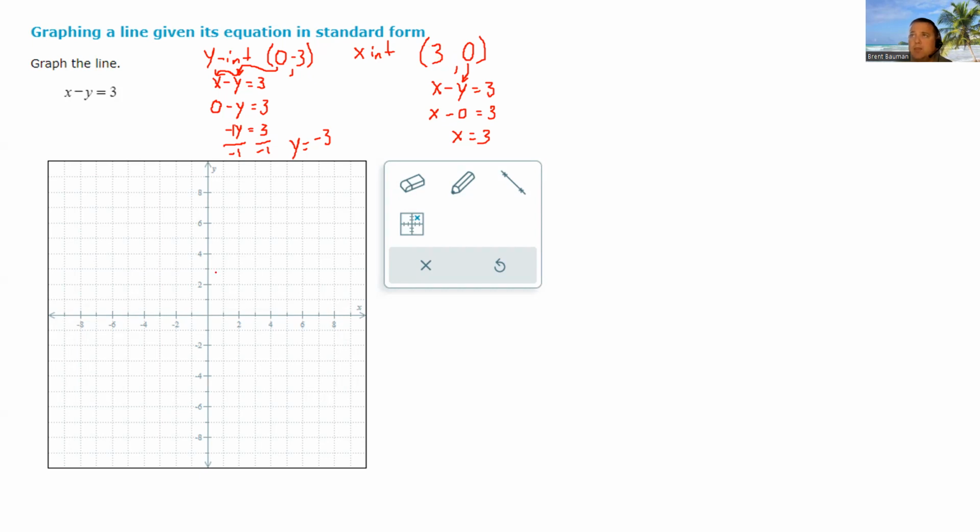All right, so if we plot these, we have our first ordered pair, which is 0 left and right, down 3. So 1, 2, 3. And then for our x equals 3, we have x equals 3, y equals 0. So 3 to the right, up and down 0. And connect your dots.